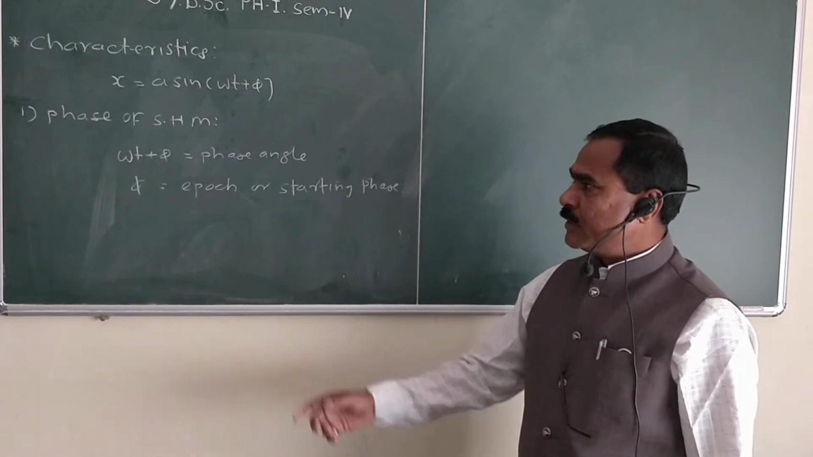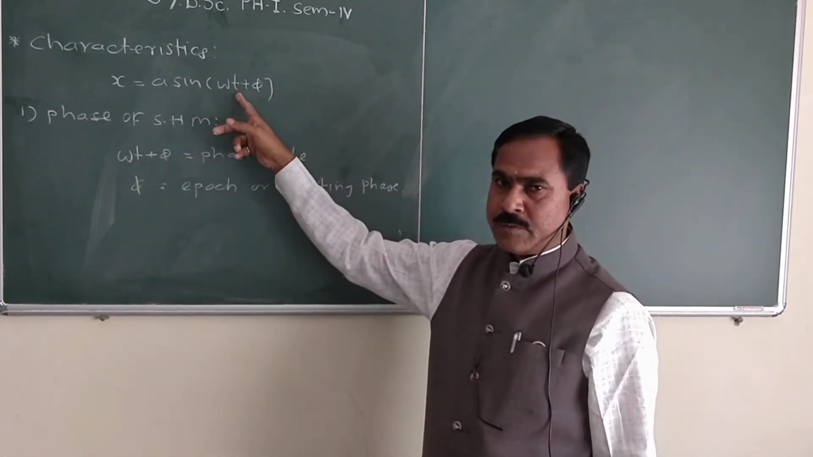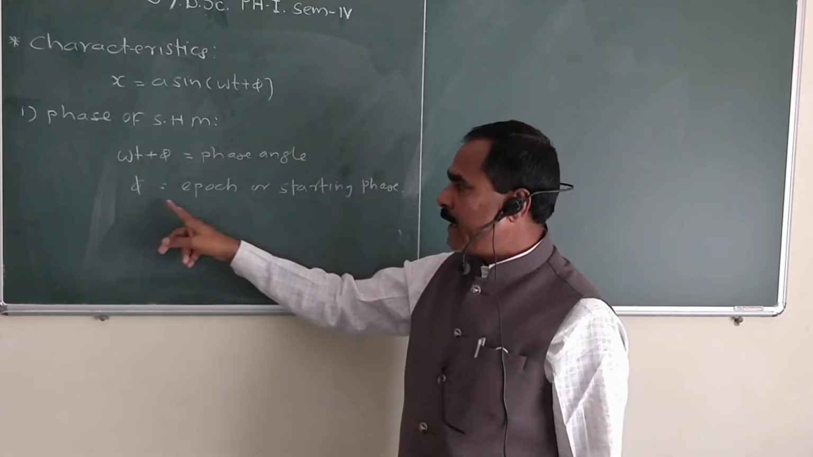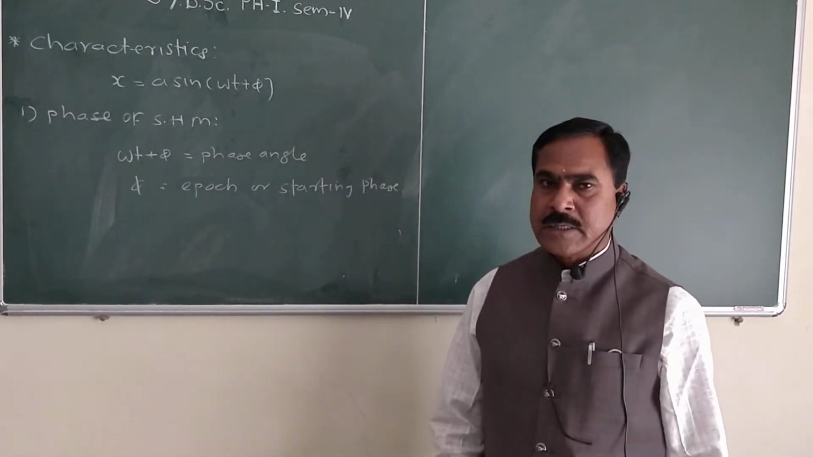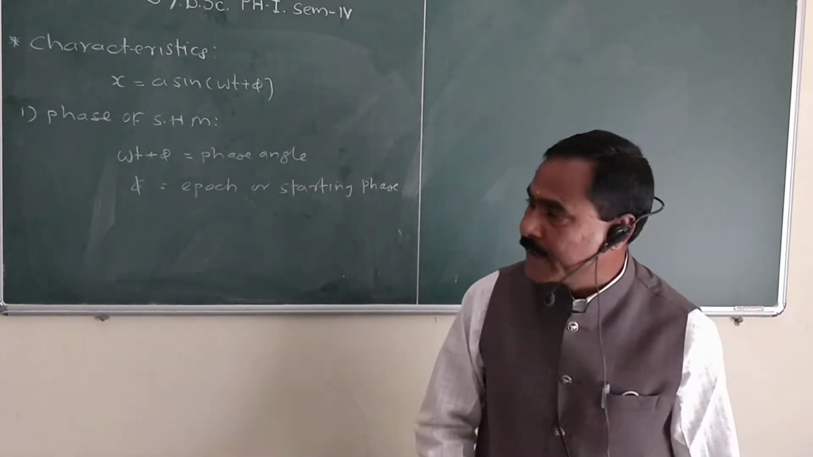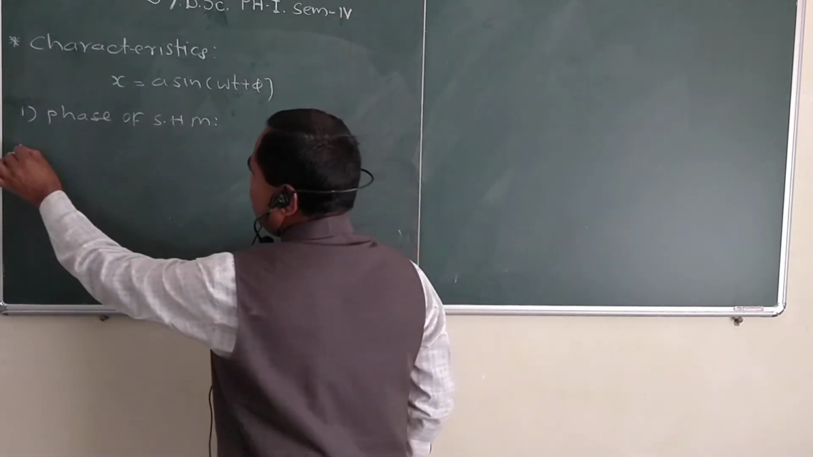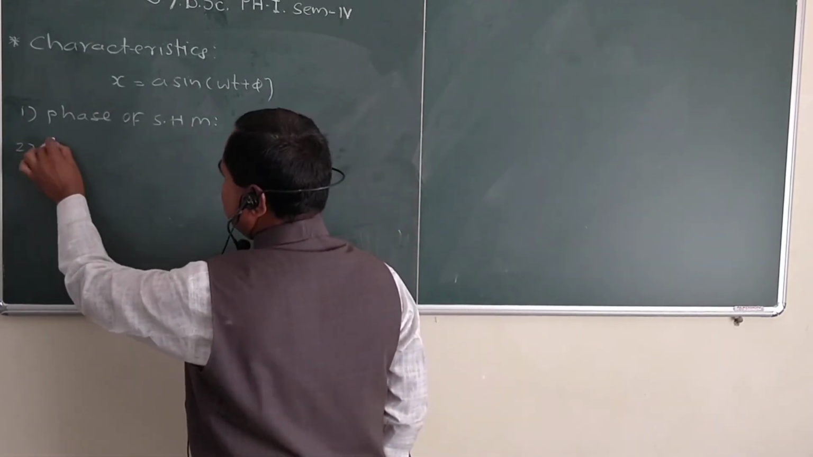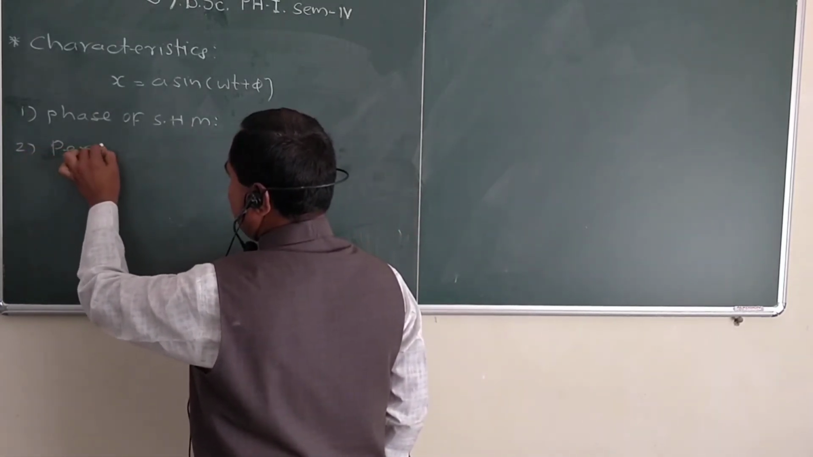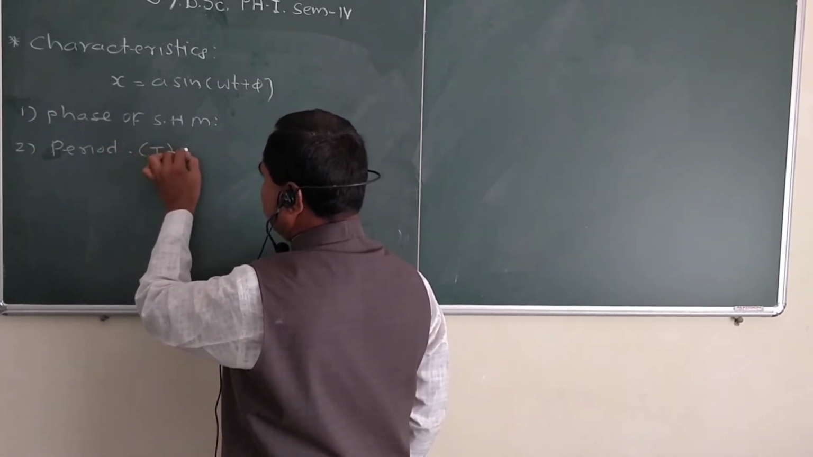Okay? So this is the total phase angle, and we take t equal to 0. At that time we get only phi, and it is called the epoch or starting phase. This is the first characteristic. Then we consider the second characteristic. It is the period, and it is denoted by capital P.